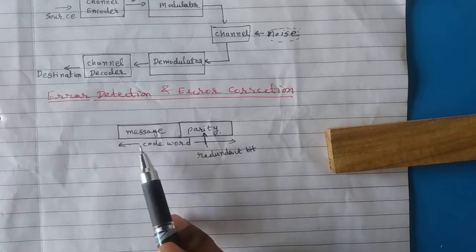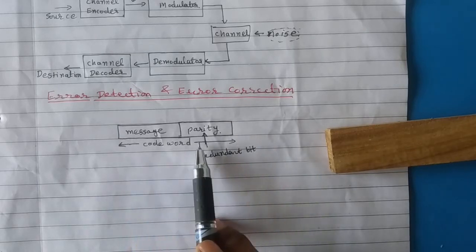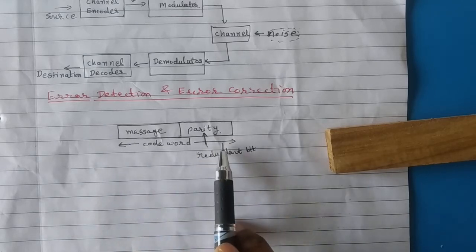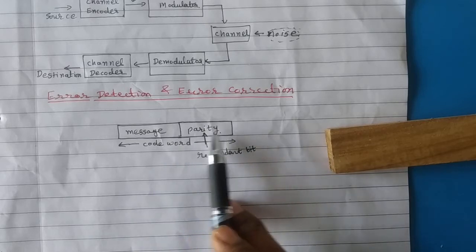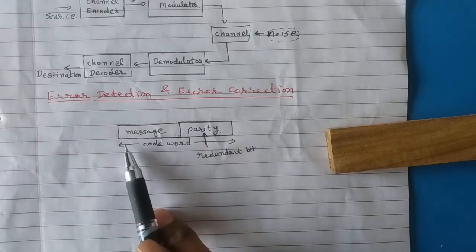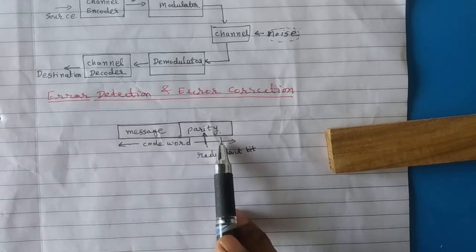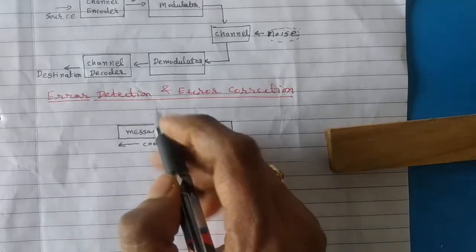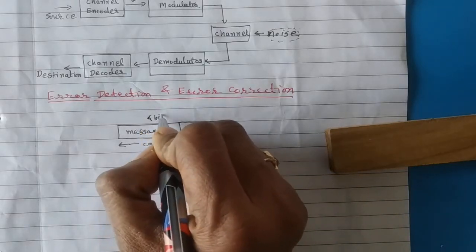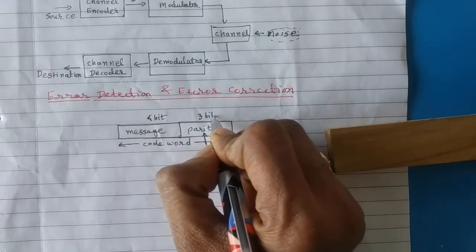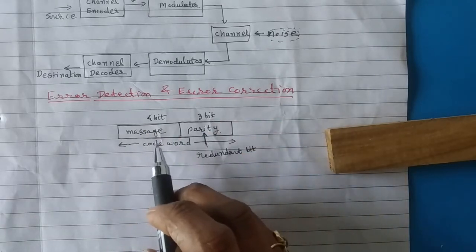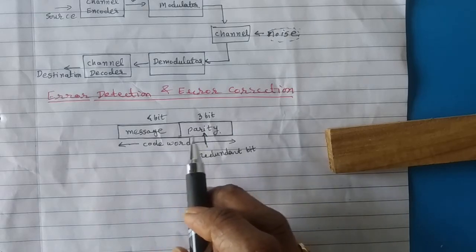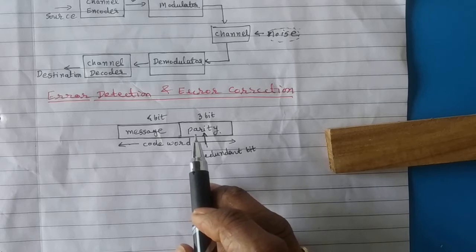But as we are increasing the total number of bits in this code word, the bandwidth requirement goes up proportionally. Bandwidth will obviously increase. Why? Because suppose message bits are 4 bits and we are adding 3 parity bits. Then the total code word will become 7 bits, if this is of 4 bits and this is of 3 bits. 3 parity bits are added in each code word, and these parity bits don't contain any information. But still we are adding them just to keep the data safe from noise.